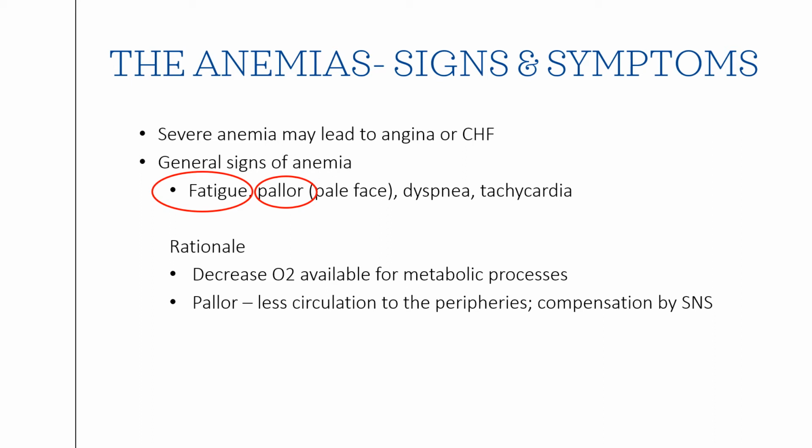So if my oxygen level goes down and my body is sensing a decrease in oxygen carrying capacity, you might have activation of the SNS as a compensatory mechanism. And if you remember, since we've been talking about it, the SNS will cause catecholamines to be released, which will cause vasoconstriction of peripheral blood vessels in an attempt to shunt that blood back to the key important areas. By doing that, the patient appears pale.